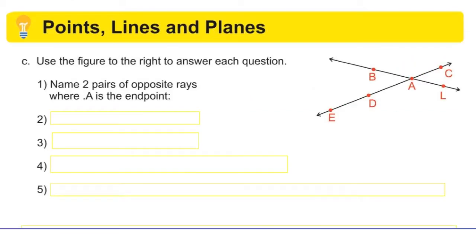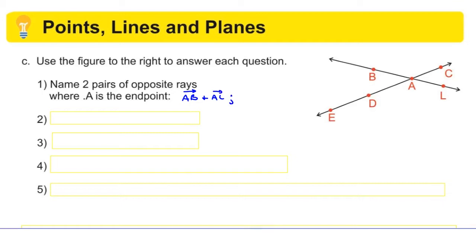All right, let's do a little bit of practice here and see if we can make some sense out of things. We've got a figure to the right. We want to name two pairs of opposite rays where point A is the end point. So I need two pairs. So I'm going to do the first one. Let's call it ray AB. And its opposite ray would be ray what? Ray AL. Okay, there's one pair.